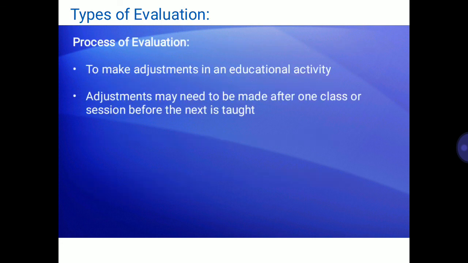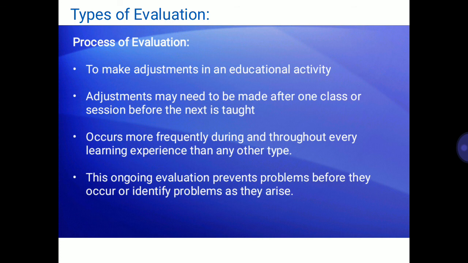Types of evaluation. Process evaluation: to make adjustments in an educational activity. Adjustments may need to be made after one class or session before the next is taught. Occurs more frequently during and throughout every learning experience than any other type. This ongoing evaluation prevents problems before they occur or identifies problems as they arise.